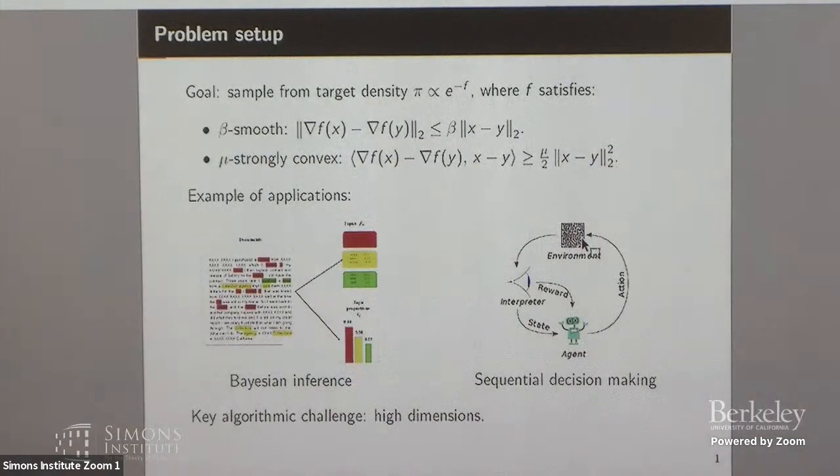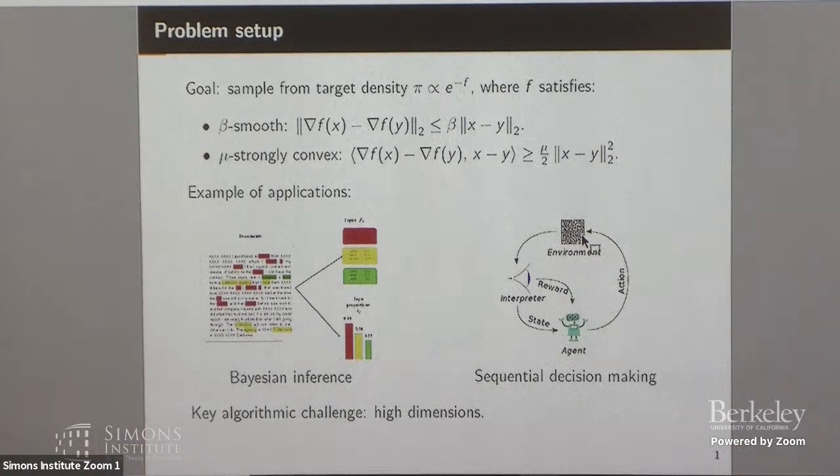So we consider, as most of the other talks for today and this week, the log concave sampling problem. You have a potential function f with beta smooth and mu strongly convex. And of course, there are a lot of applications for sampling. That's why we are sitting here. There are Bayesian inference and sequential decision making. And for those problems, the dimension of the space that you are trying to sample from is usually very, very high. So that's why we are so interested in finding algorithms with lower and lower dimension dependency.